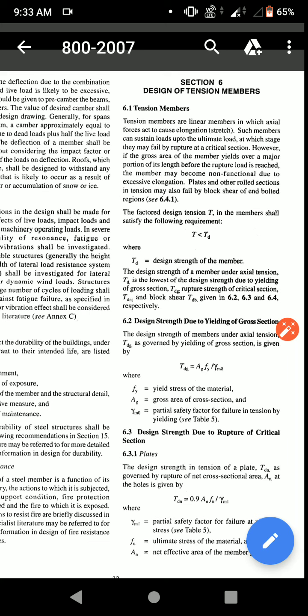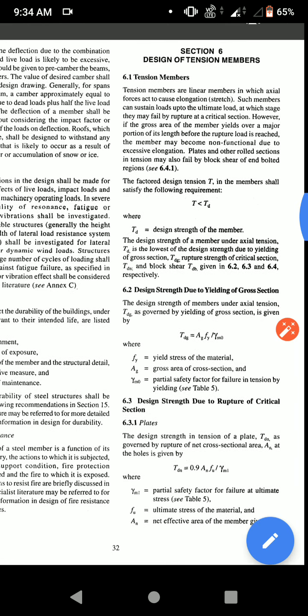What are tension members? Tension members are linear members in which axial forces act to cause elongation. Such members can sustain load up to the ultimate load, beyond which they may fail due to yielding of cross section, rupture of critical section, and block shear. These three types of strength are specified clearly with formulas in IS 800 2007. In all problems we have to calculate these three types of strength: design strength due to yielding of cross section, design strength due to rupture, and design strength due to block shear.